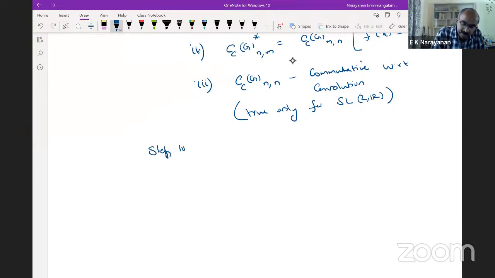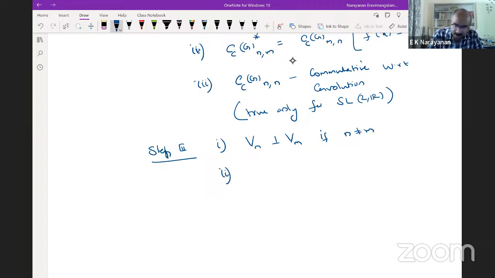So step 3. Again, 1. V_n is orthogonal to V_m. Remember V_n and V_m, these are vectors which transform according to the nth character and mth character of K. Of course, they are orthogonal to each other because you are in the Hilbert space, and these are different characters. So that is trivial.